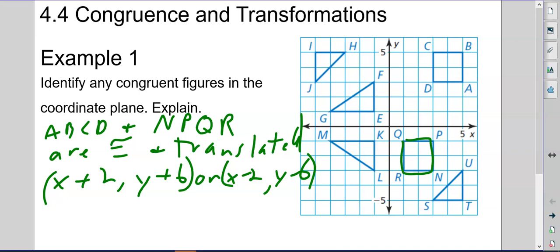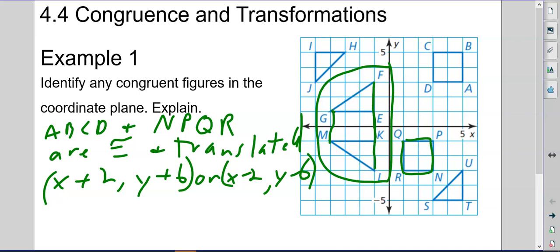All right. Now let's look at the right triangles closest. Well, I'll just mark them right here. Okay. So GEF. If you notice, G is 1 above and M is 1 below. E is 1 above the axis and K is 1 below. And F is 1, 2, 3 above the axis. And L is 1, 2, 3 below the axis.